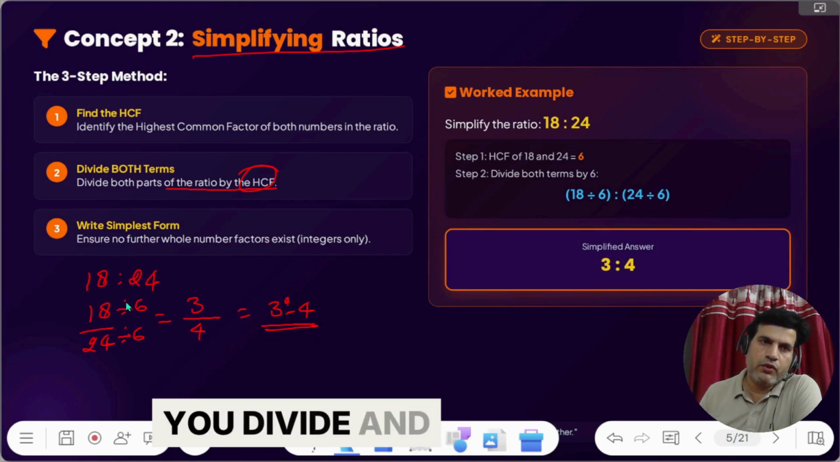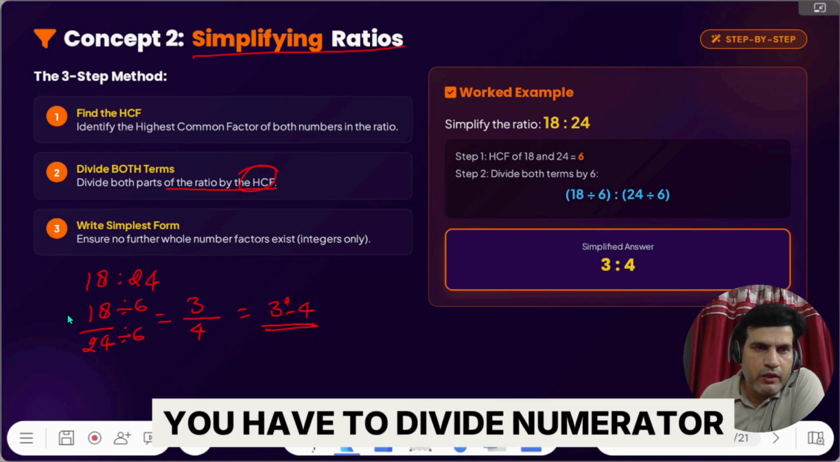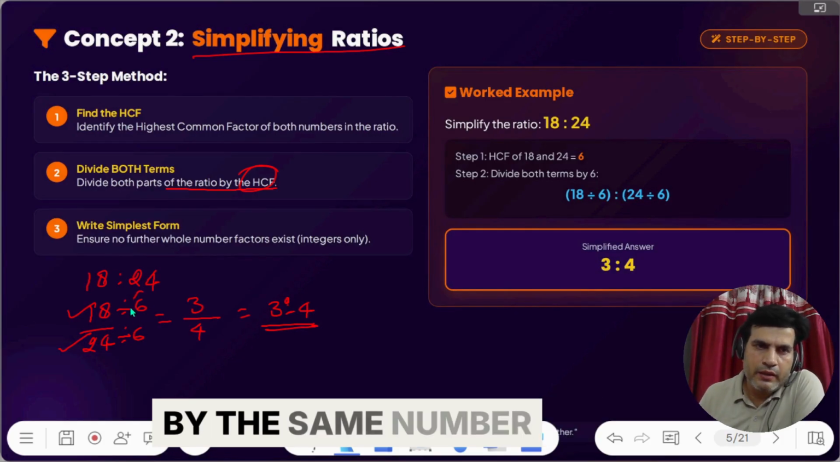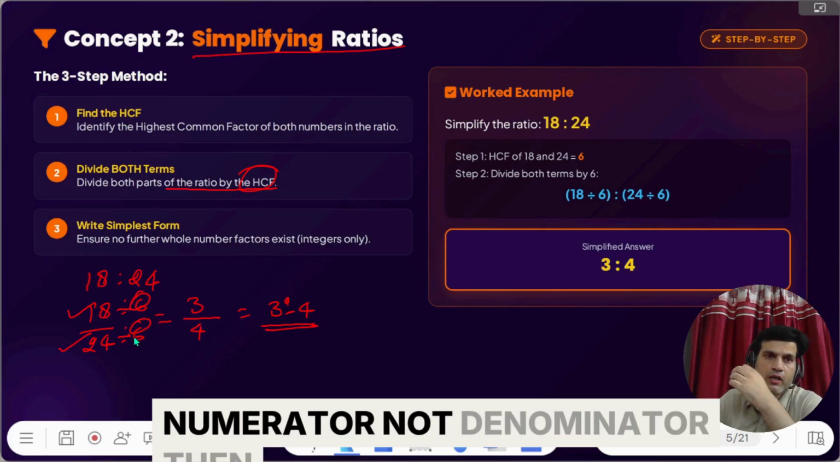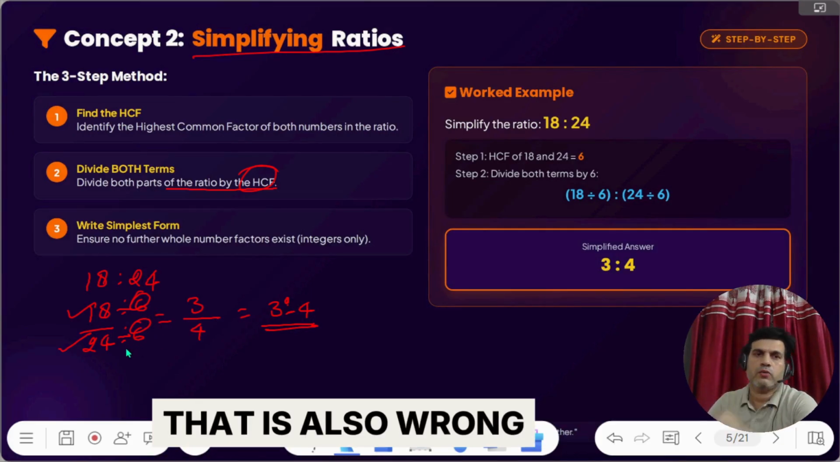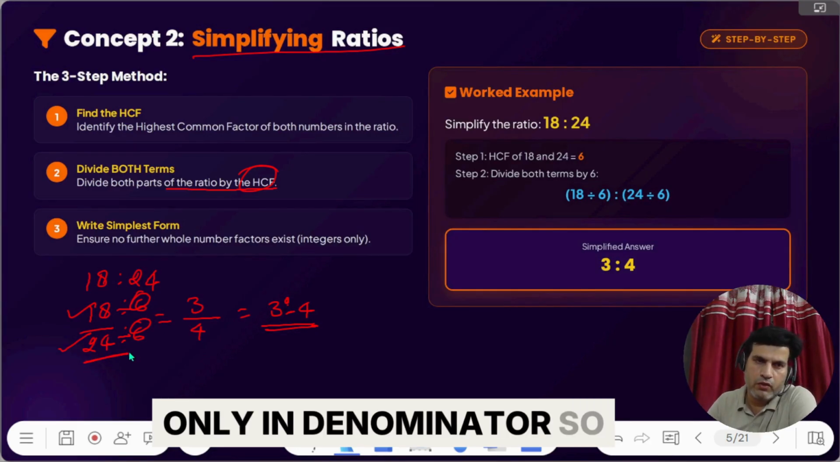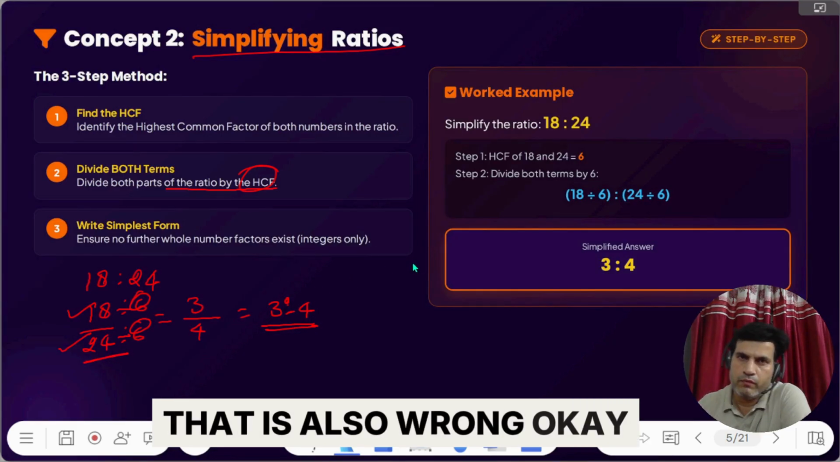Okay. When you divide, you have to divide the numerator and denominator both by the same number. If the numbers are different, it is wrong. If you are only dividing the numerator and not the denominator, that is also wrong. And if you are dividing only the denominator, that is also wrong.